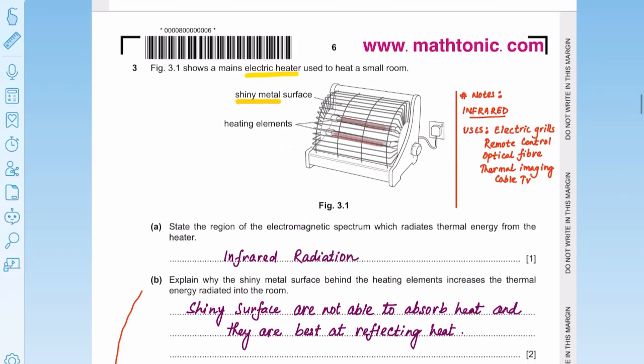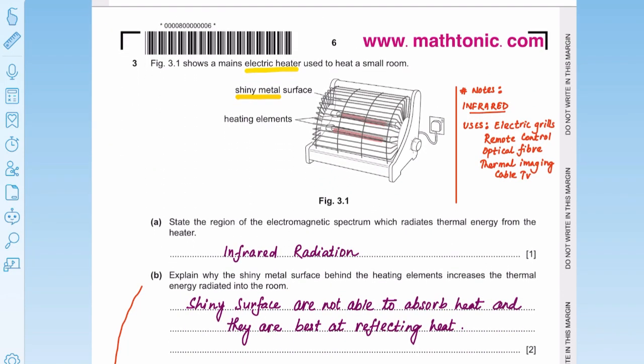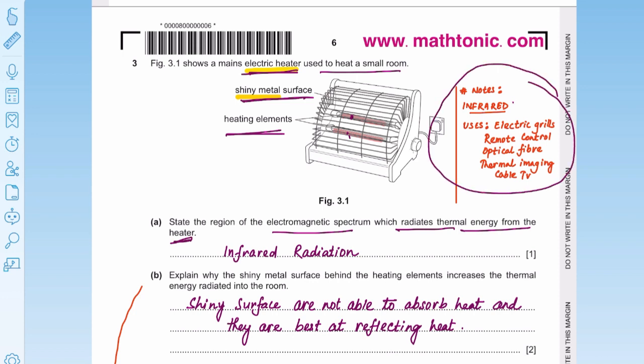Yes, question number 3 is given: this figure shows an electric heater used to heat a small room. You can see here these two are the heating elements, and this is a shiny metal surface. State the region of the electromagnetic spectrum which radiates thermal energy from the heater. You should know from the notes that infrared is used for electric grills, remote controls, optical fiber, thermal imaging, cable TV. So definitely the answer should be infrared radiation.